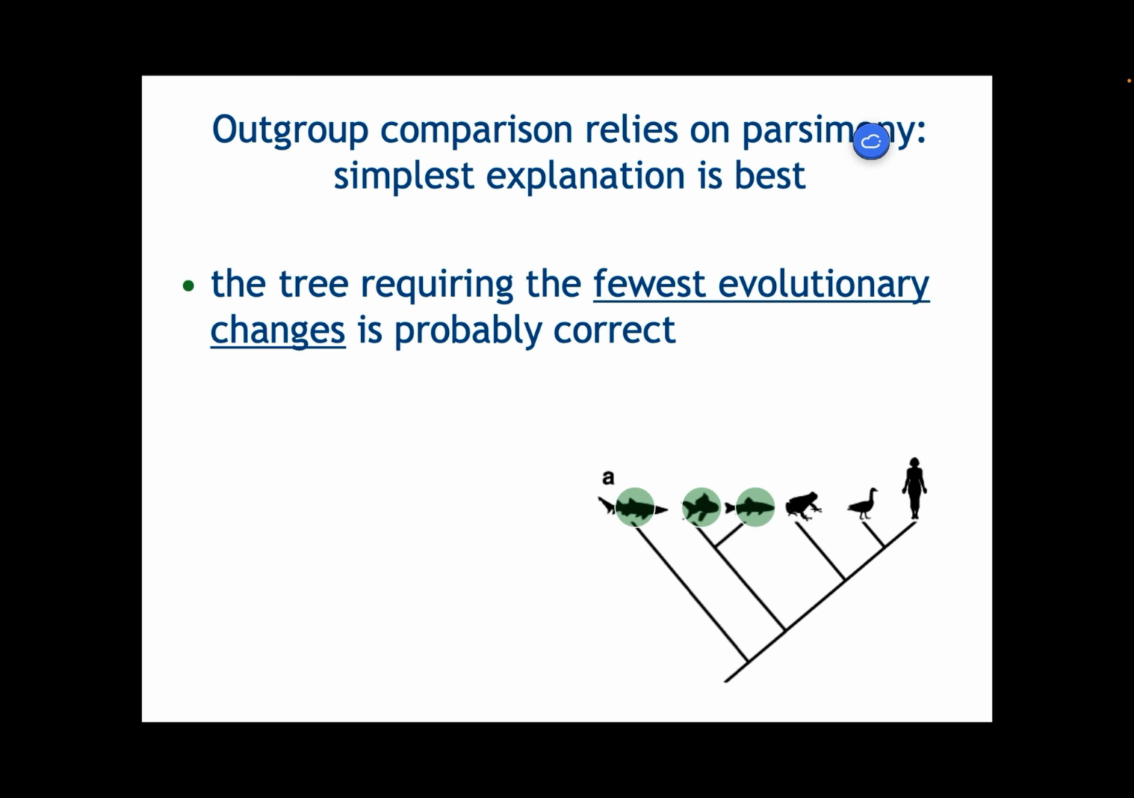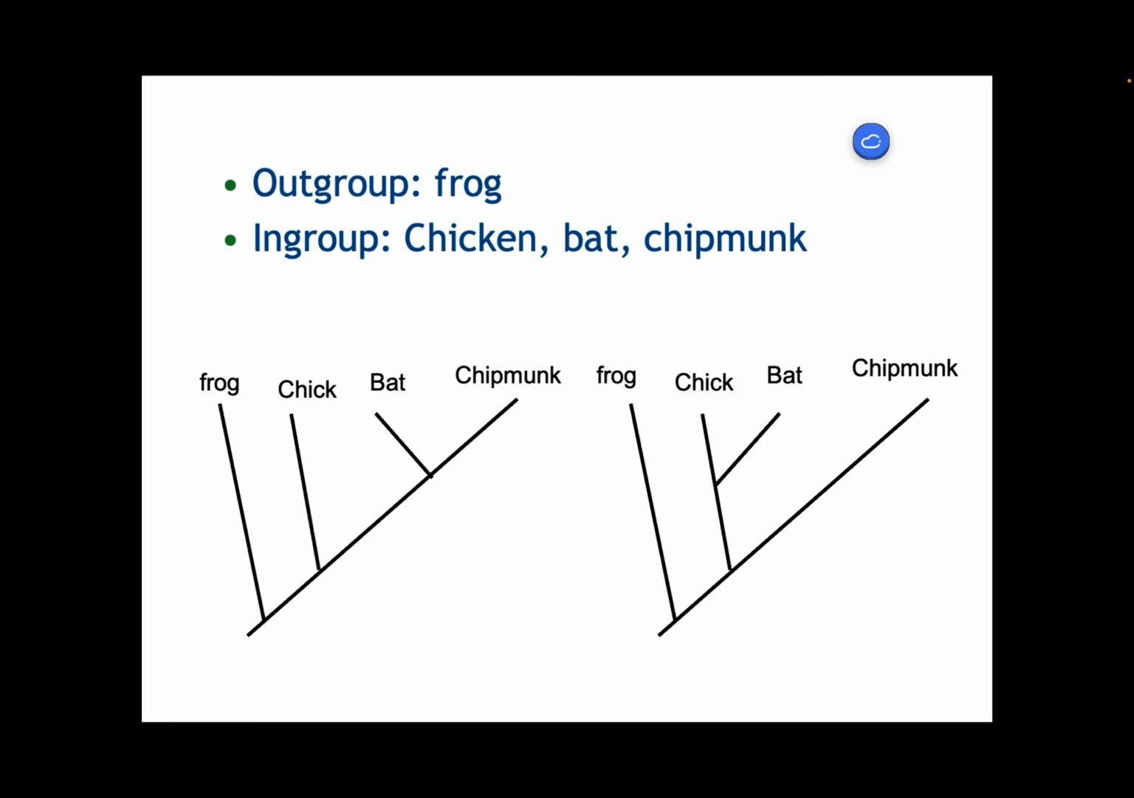So we can work through this using an example. So let's say that we know for sure that chickens and bats and chipmunks, they're all more closely related to each other than they are to frogs. So we are confident that frogs are the outgroup, but let's say we don't know whether bats are more closely related to chickens or to chipmunks. So we've got two different trees here, phylogenetic trees. We know frogs are less related to the other three than these three are to each other.